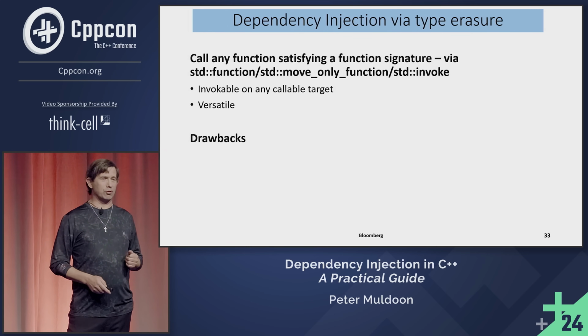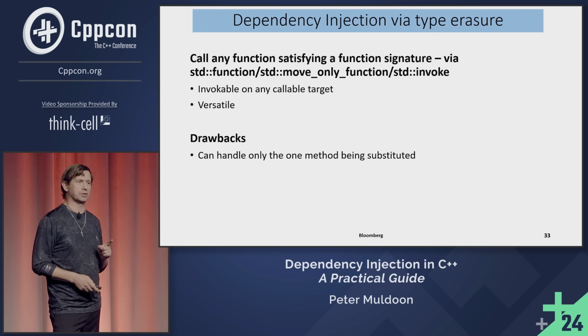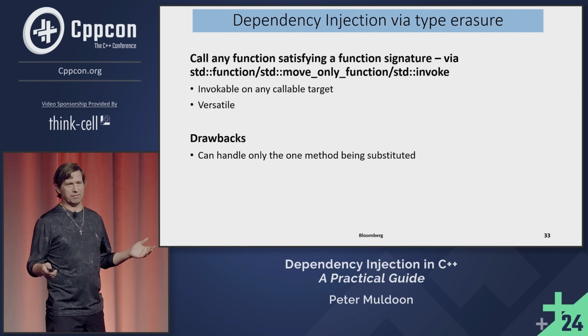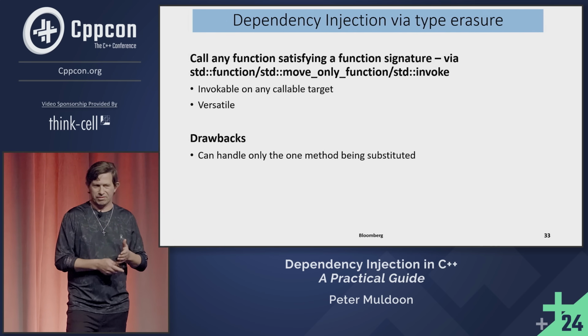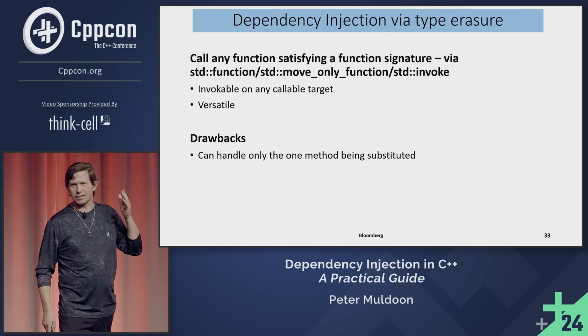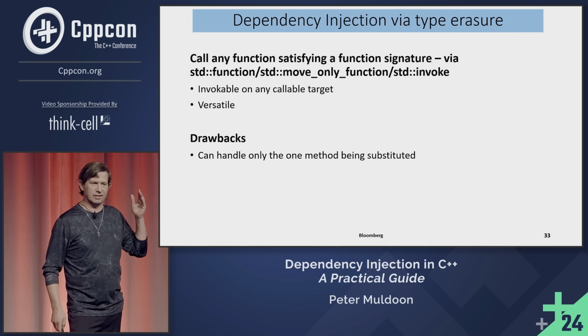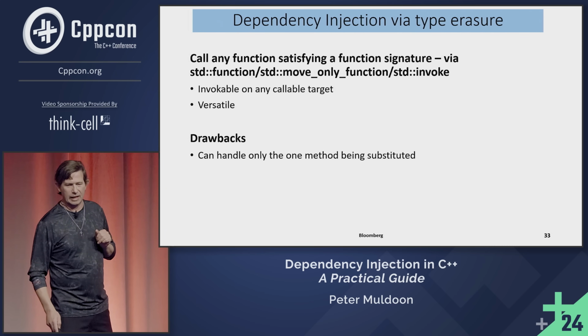So what are the problems or drawbacks with this? Well, it can handle only one method being substituted. Right, so if I have 5 functions that need to be called, I've got to put 5 of these in the class. In the end, people start trying to put collections of it, but that's just a virtual function table, right? So go back to inheritance if you get more than 1 or 2 of these in your class.